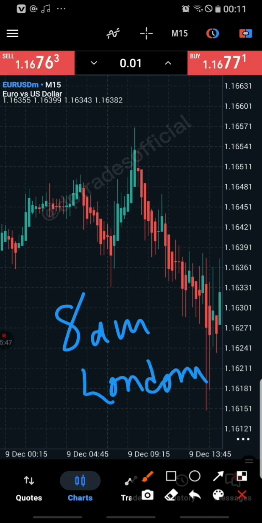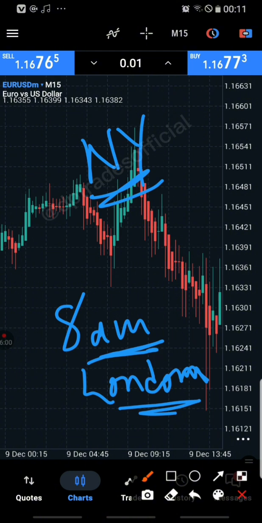So maybe you don't have any time marked up. You should probably mark these times. That's when you can start looking for trades. Yes, so 8 a.m. London time and New York time. This is for Euro USD, right? So you can trade it at 8 a.m.